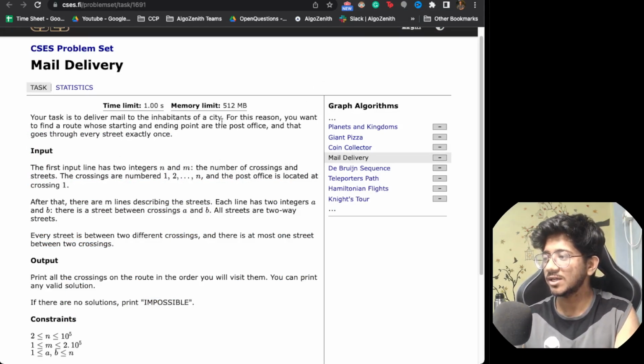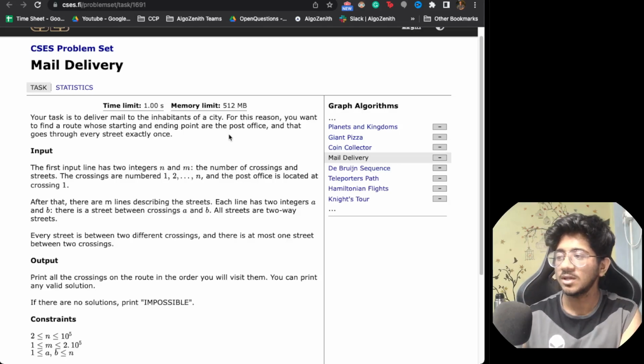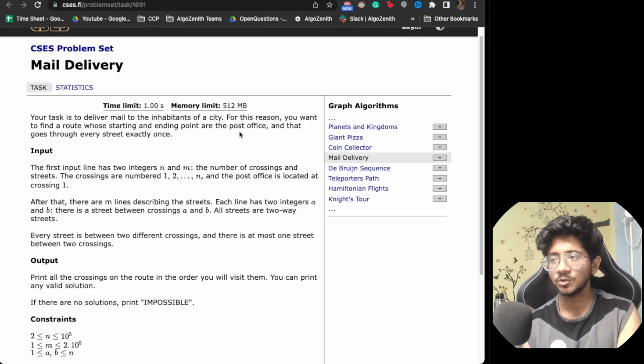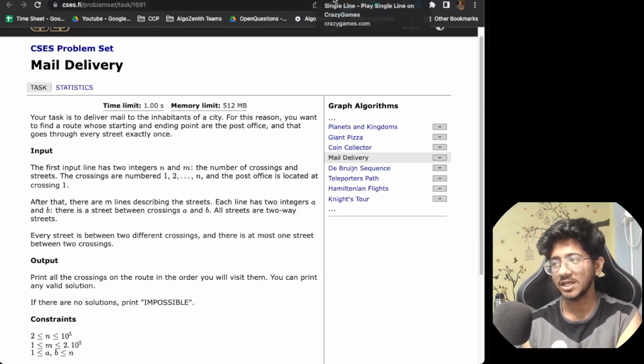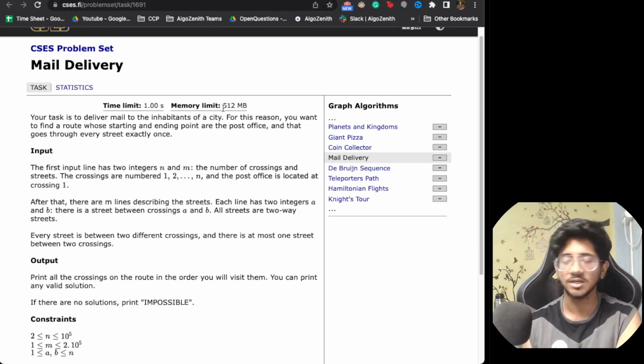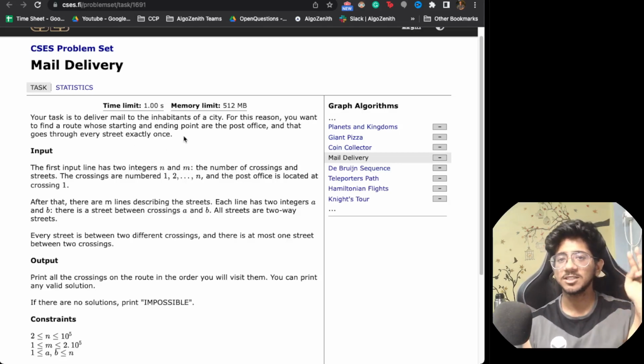You are given a city's streets and you want to find a route whose starting and ending points are the post office, a given node. It's a fixed post office, and the route goes through every street exactly once. And this game is a bit different. In this case, we can start anywhere and end anywhere, and we have to just find out whether there is a possible path or not, right?